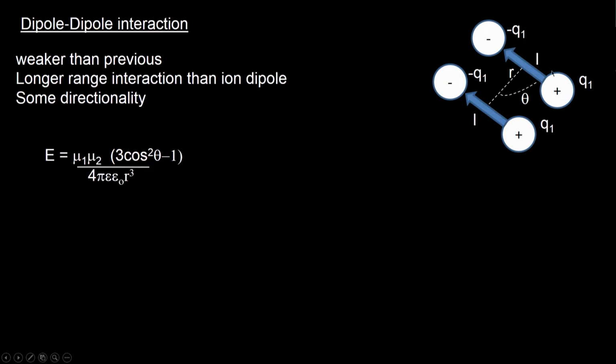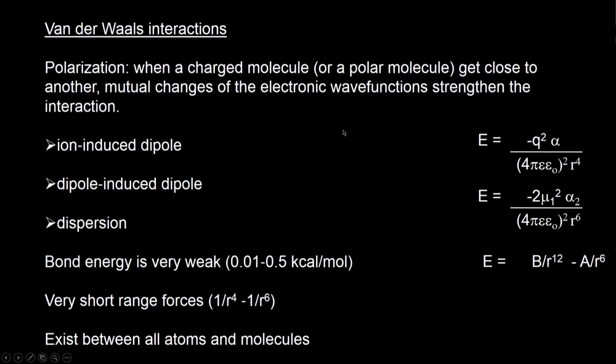Dipole interaction. You can have two dipoles; they are very weak, longer range interactions. Now you have r raised to the power 3, and some directionality is there again. It is called a dipole interaction. Of course, van der Waals interaction you all know. Polarization: when a charged molecule or a polar molecule gets close to another, mutual changes of the electronic wave function strengthen the interaction. So we can have ion induced dipole, dipole induced dipole, dispersion, all these.